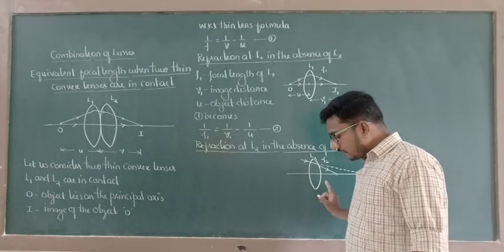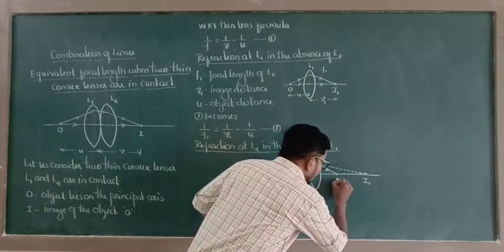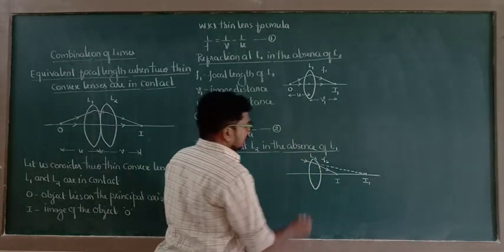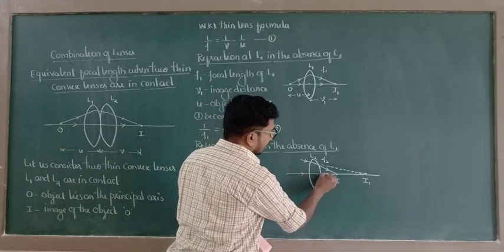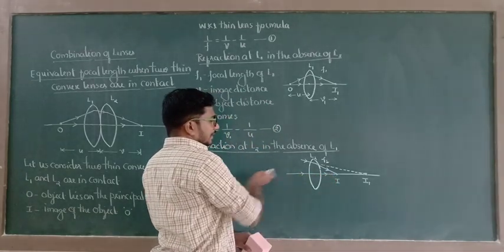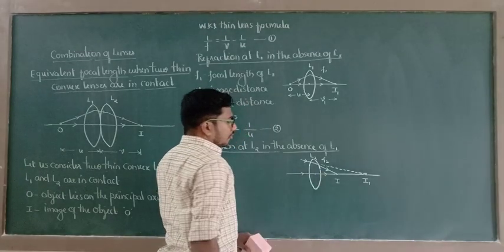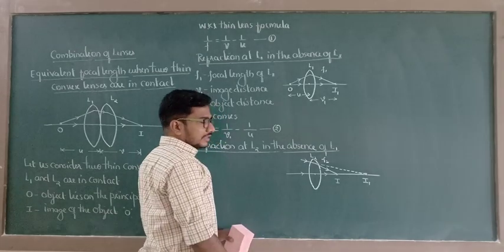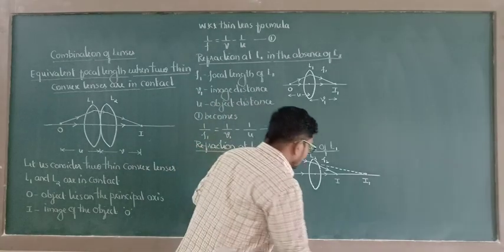And this is the final image. Let us say that the final image is I. So the direction of another incident light ray, the direction of another refracted light ray, because this light ray is made to pass through the optical center. So this is a thin lens and hence that light ray proceeds without any deviation.